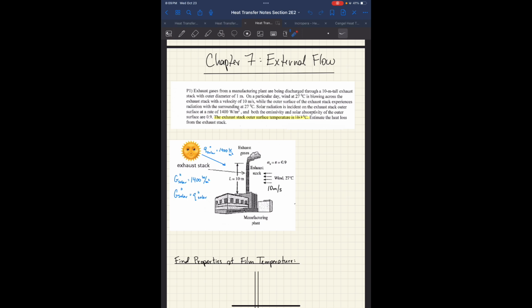So this is basically going to be a cylinder in cross-flow, essentially. Okay, cylinder in cross-flow. As you can see, we have wind blowing, so it's cylinder in cross-flow. Still, we need to find a couple things. So let's make some notes. First of all, Ts is the surface temperature of the exhaust stack, which is 126.7 Celsius. We can convert that into Kelvin, so I get here in Kelvin is 399.85 Kelvin.